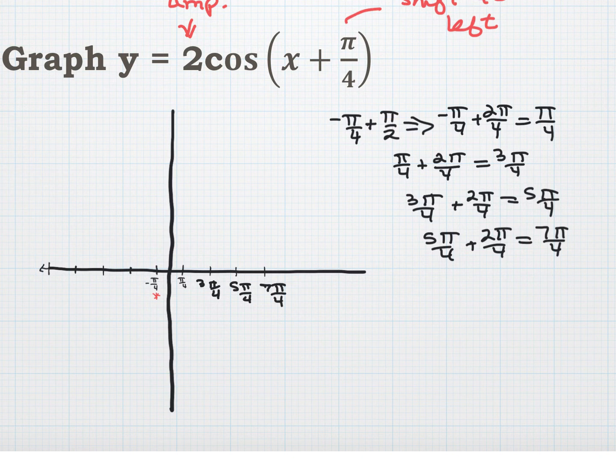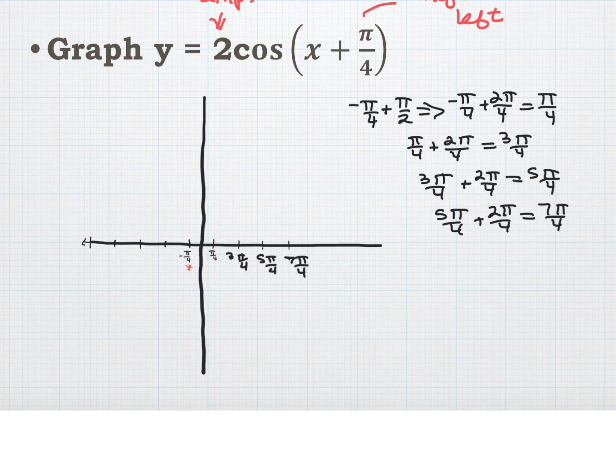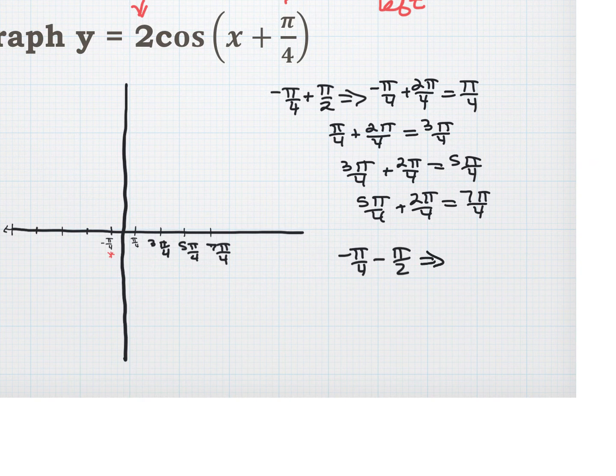Now I need to get the 4 points to the left of negative pi over 4. So again, take negative pi over 4, subtract pi over 2. Again, common denominator, negative pi over 4 minus 2 pi over 4, negative 3 pi over 4. Notice this is just going to be the mirrored image like before. So sometimes, depending on what your shift is, it is the mirrored image. But I'll go ahead and do the calculations for you, just to show you we get the same numbers.